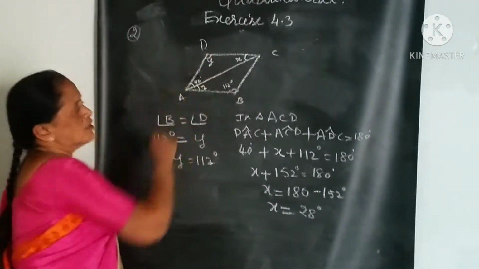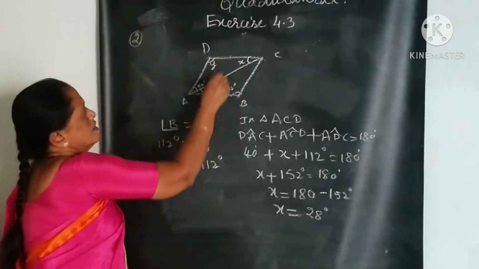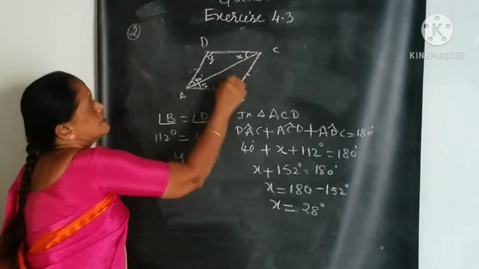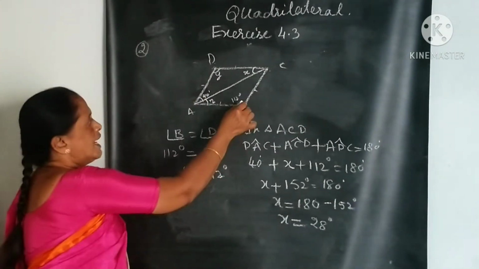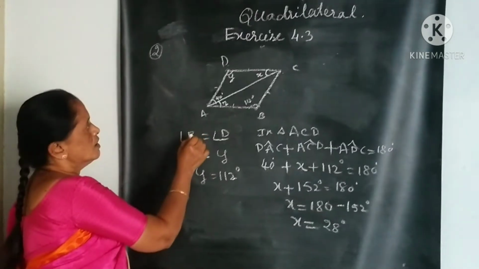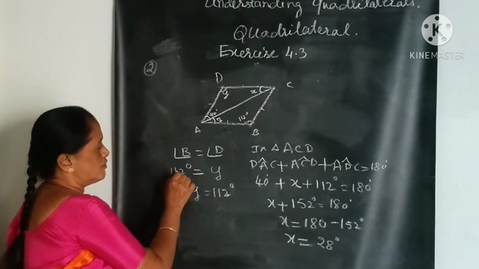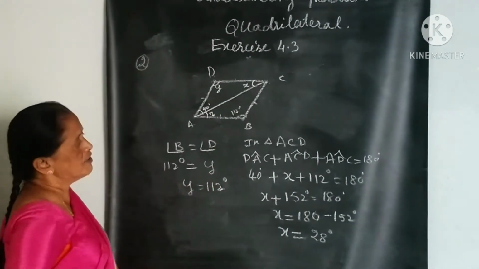ABCD is a parallelogram. In this, opposite sides are equal and opposite angles are equal. First find angle Y. Angle B equals angle D. They are the opposite angles. So B is how much, given? 112 degrees is equal to angle D, Y. So Y is equal to 112 degrees.